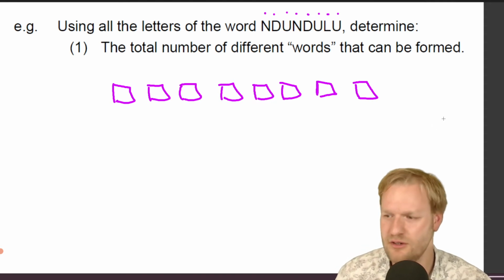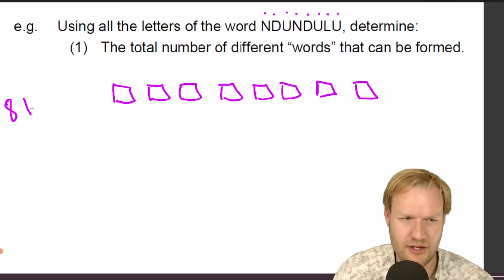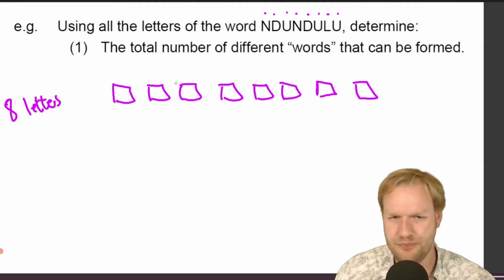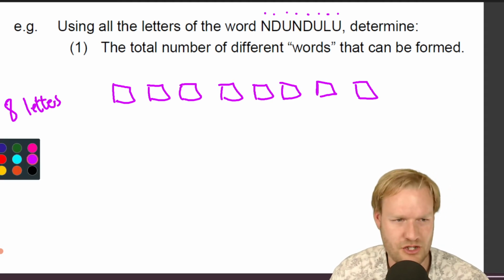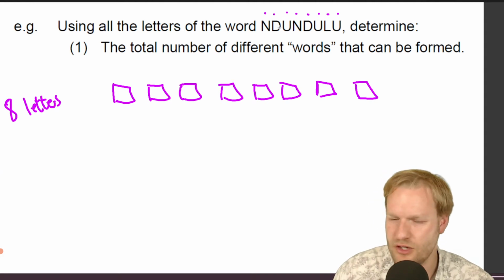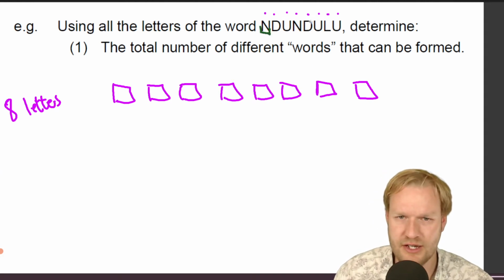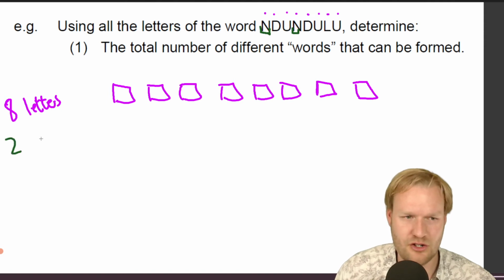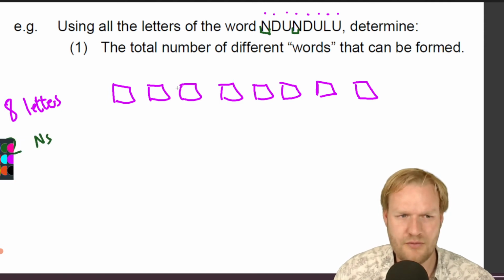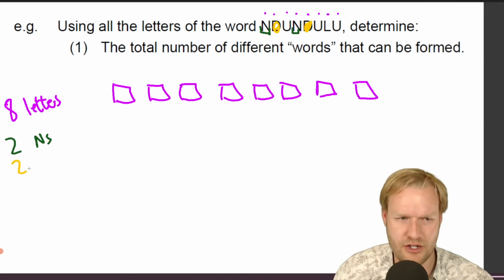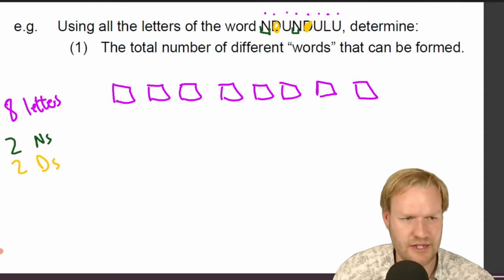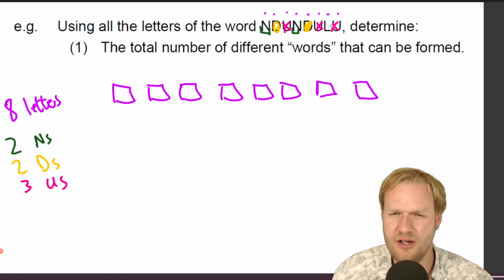So let's jot down all of the things that we know. There are 8 letters altogether. Now let's see what repetition we've got. So maybe let's start with our N's. We've got an N over there and an N over there. So there are 2 N's. Then let's have a look. We've got a D. Okay, looks like we've got 2 D's. Let's carry on and look for our U's. There's a U, there's a U, there's a U. So there are 3 U's. And there's only 1 L.